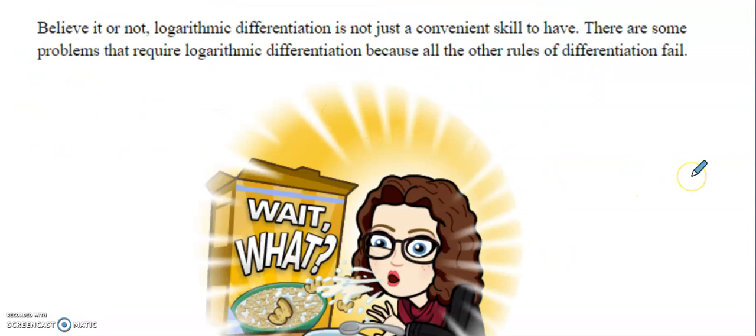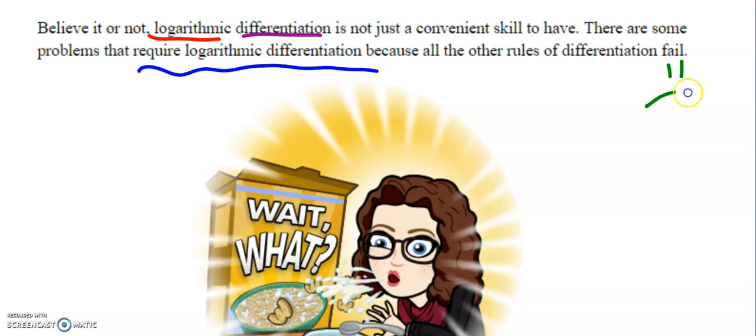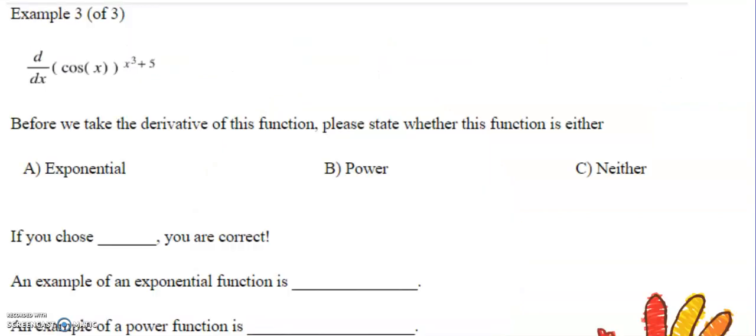Believe it or not, logarithmic differentiation, using logs to take the derivative, is not just a convenient skill to have. There are some problems that will require logarithmic differentiation because everything else fails. Let's think about when we would have to use logarithmic differentiation. Oh look, example 3. Taking the derivative of the cosine of x raised to x to the third plus 5.